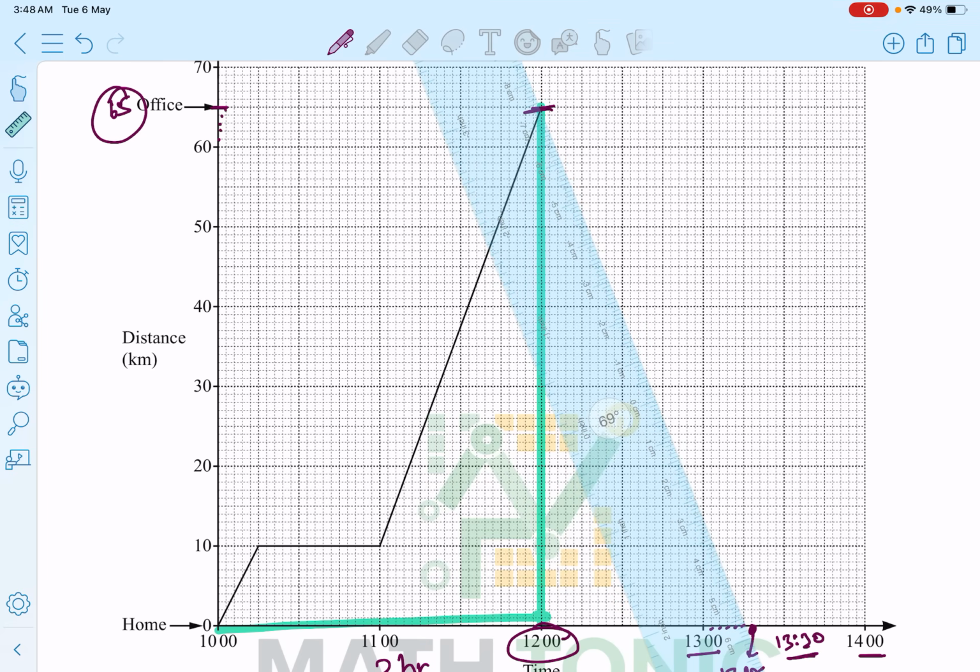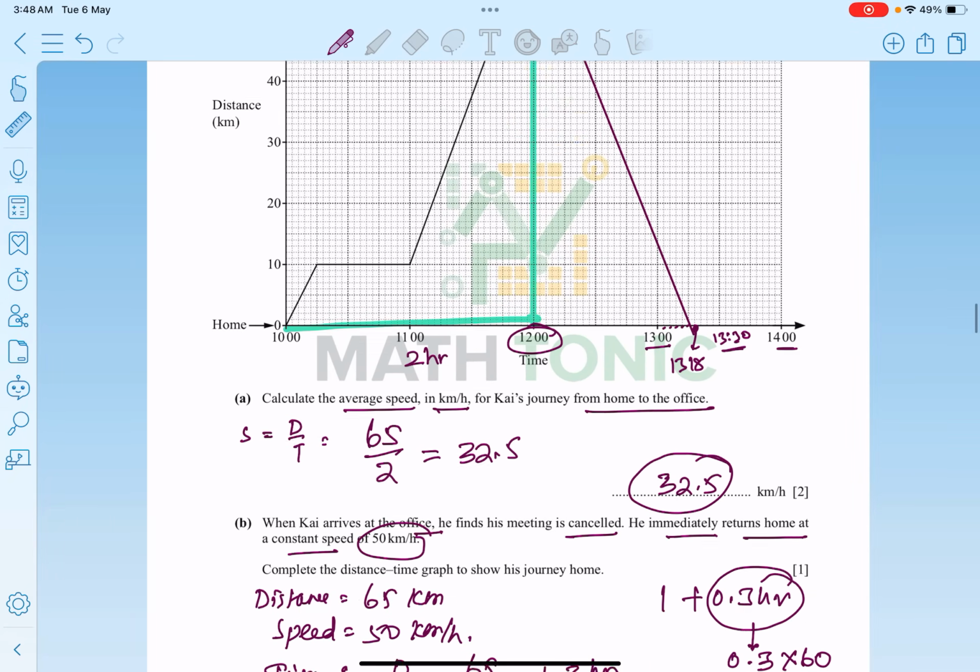One second please. Yes, so you can do this better. Can you see this, everyone? Your graph will look like this.